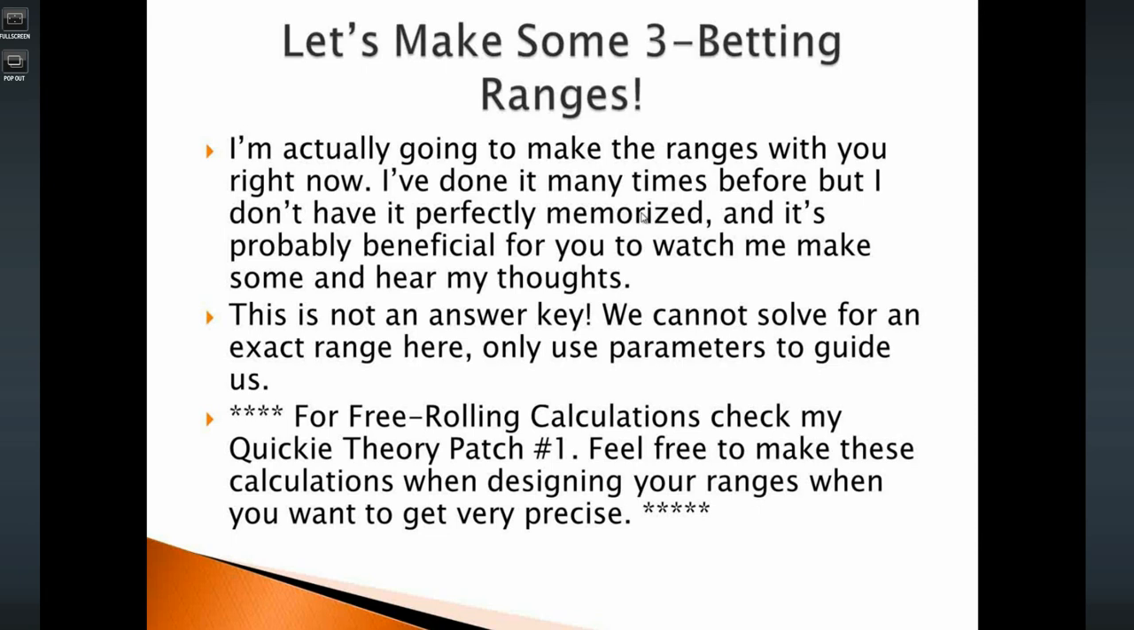So we've talked a bit about some parameters, some conceptual theoretical guidelines that we're going to use, and then afterwards, watch Quickie Theory patch number 1 if you want, and you can see how to run sort of calculations on your ranges and make sure your thought process is consistent and everything's making sense. So we're going to use all the theory we've already done to get us a really good starting point for the ranges. They'll probably already be really, really strong ranges, but if we wanted to spend more time and get more technical, we can make them even more precise. So let's get going.